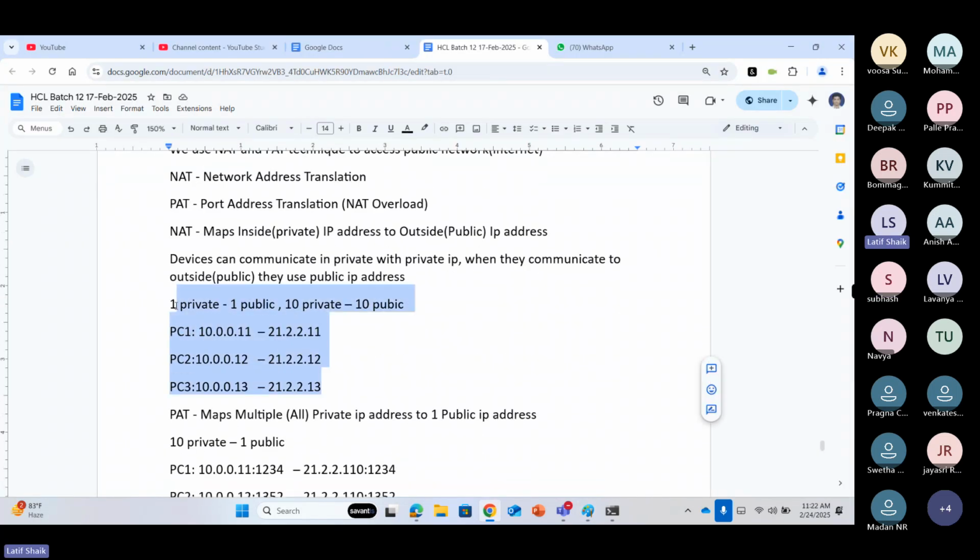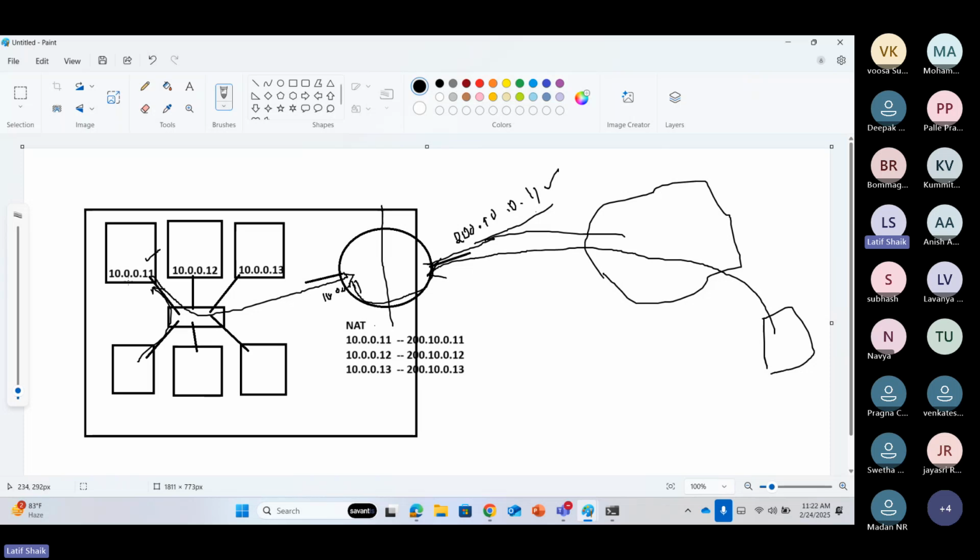In NAT, there is one type that is called one-to-one. It means I have 6 devices, but I have only 3 public IP addresses. Only these 3 can communicate. What about the remaining? They can't communicate outside, right? So if all 6 want to communicate outside, I need 6 public IP addresses. Again, I told you public is a paid type. You have to pay for the use of public IP addresses.